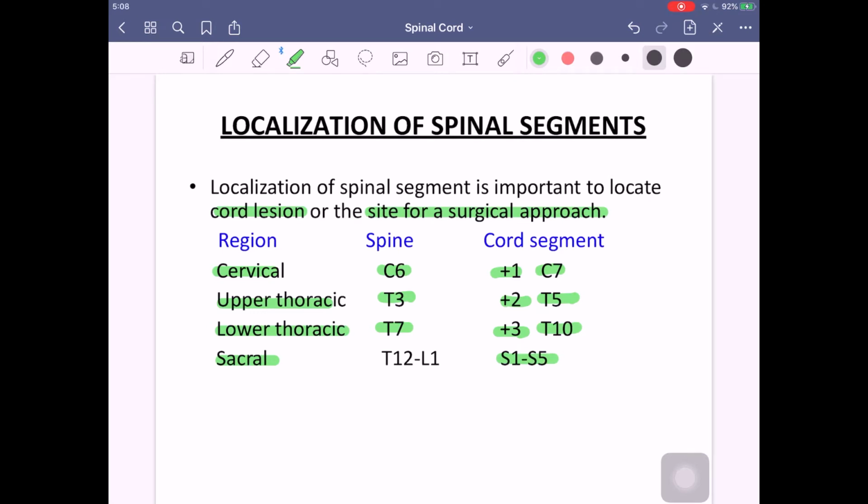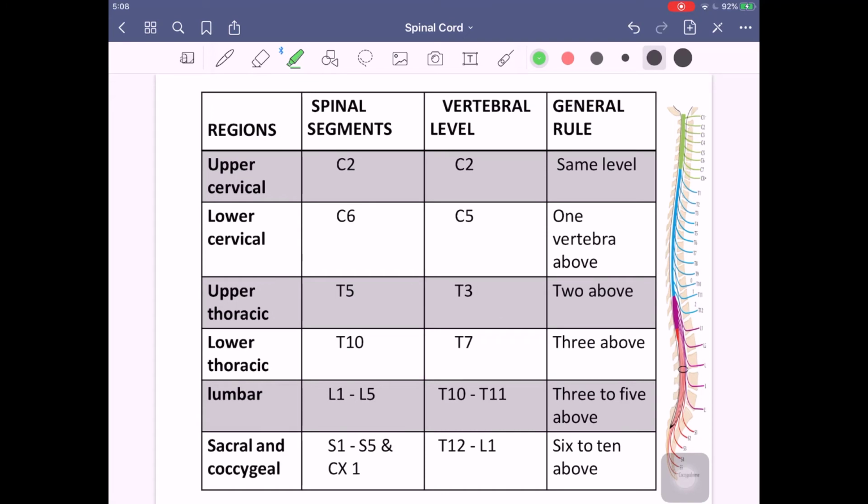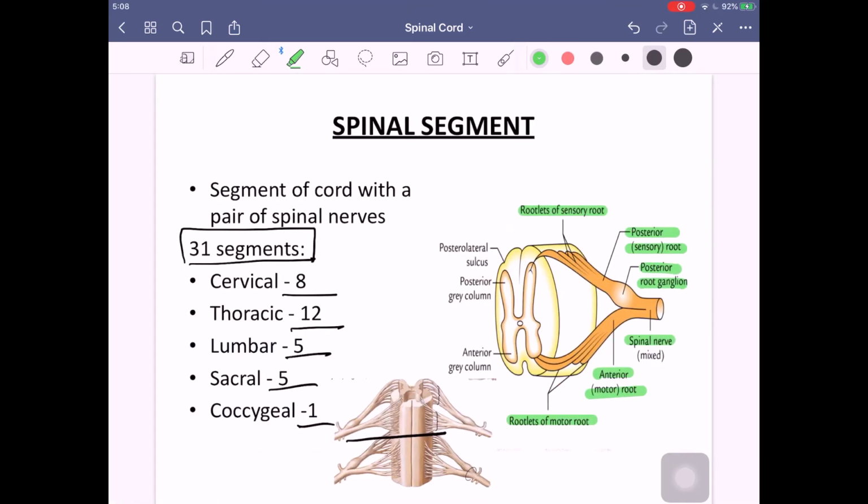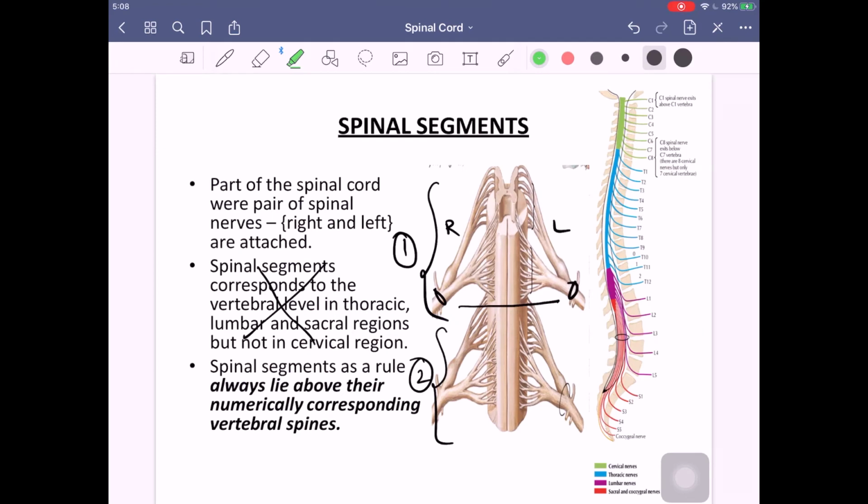So here you have to add almost, you can see here how much we are adding, around 5 plus, around 5 we have to add to get the level. So this is the localization of spinal segment. If we see in detail, then the general rule says that a spinal segment as a rule always lies above the numerically corresponding vertebral spine. So this is a rule.